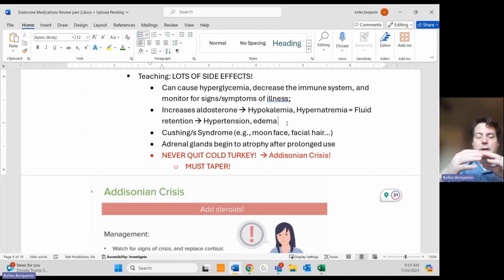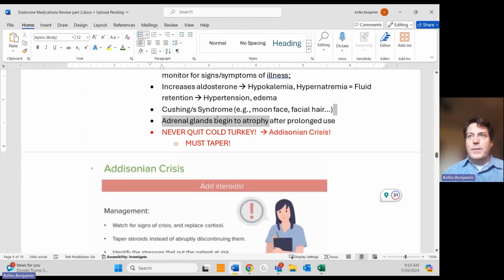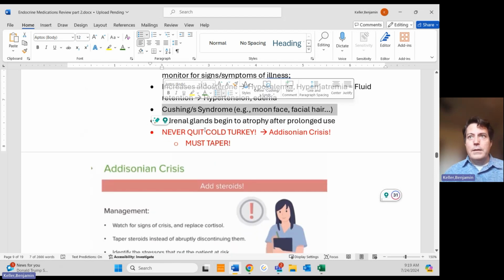It's going to cause hypertension and edema, if that makes sense. Because that's what aldosterone does. It causes us to retain sodium. And that means we're going to get edema. We're going to get higher blood pressure. And those are sometimes things that we need, but we can overdo it. We can get Cushing's symptoms if we give them too much too, right?